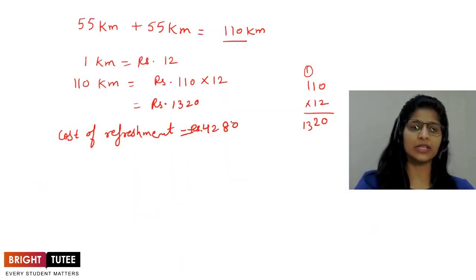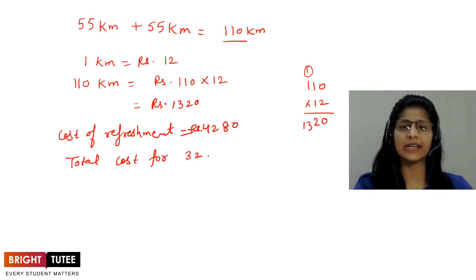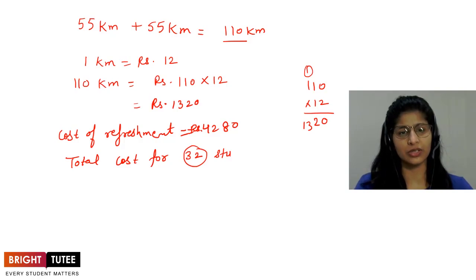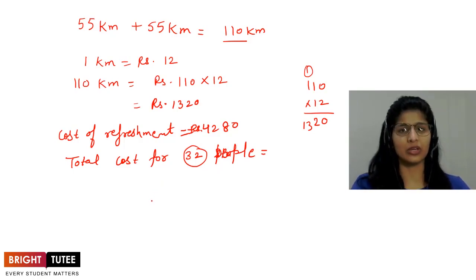Yes. Now because it is 4280, so total cost for 32. How many candidates do we have? 32 students, or I can say 32 people, because in this 2 teachers are also included. So let us write total. Can we calculate this? Let us first calculate the total cost, then we will multiply it with 32. So total cost, how much will it be?